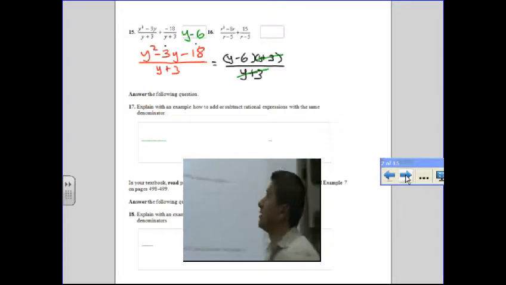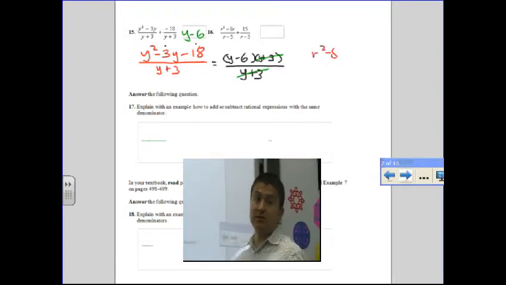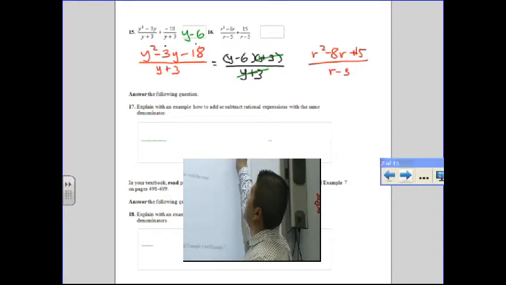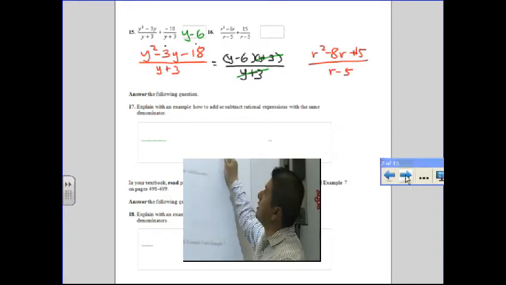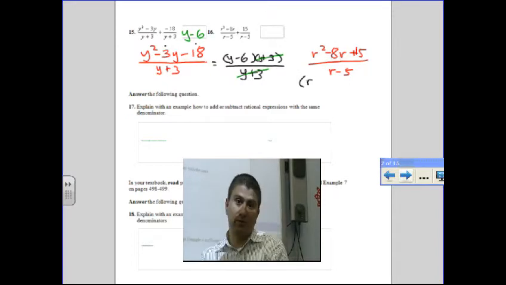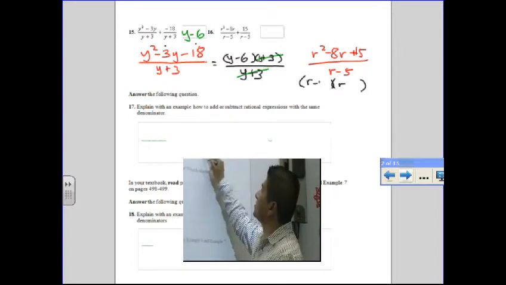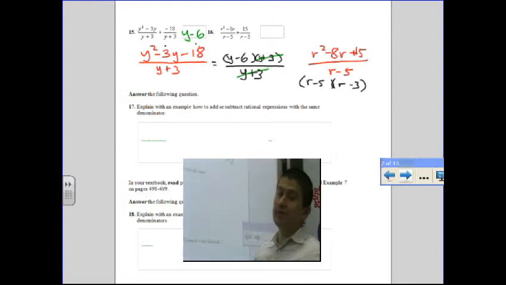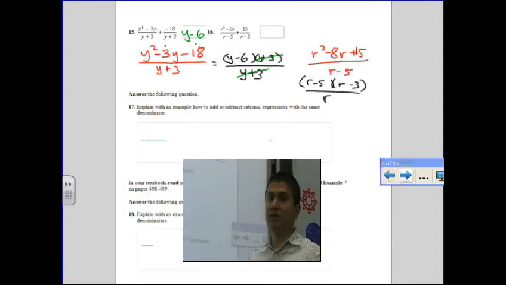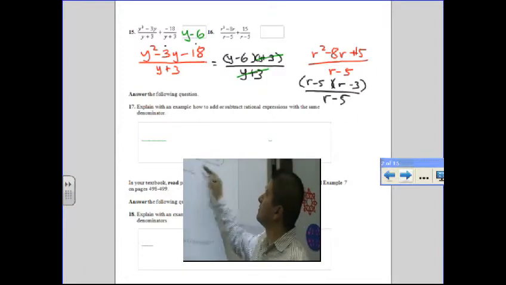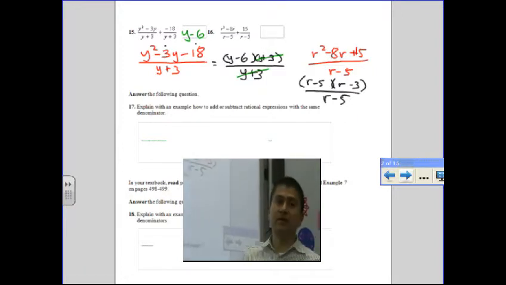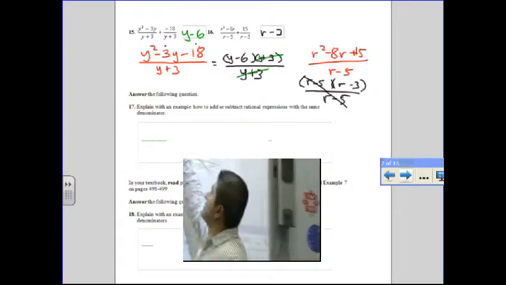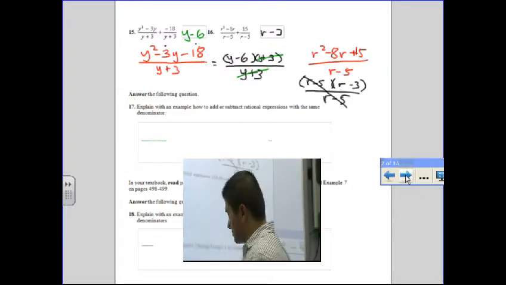Alright. Awesome. Number 16 is going to be exactly the same, so I'm going to go a little quickly through this one. I just combine the tops. And now I need to factor the numerator. Minus 5 and minus 3 will make negative 8, and at the same time, they multiply to make positive 15. And then something cancels off. You see what cancels off? Yes, we do. R minus 3 is our answer.